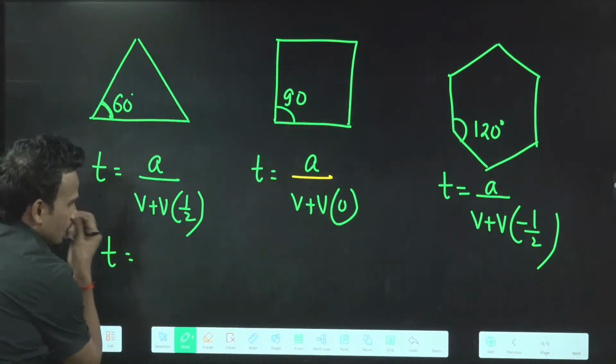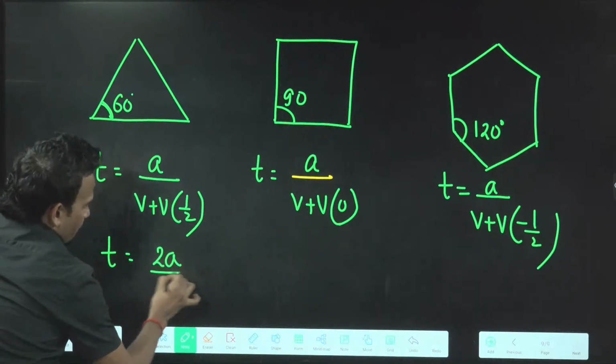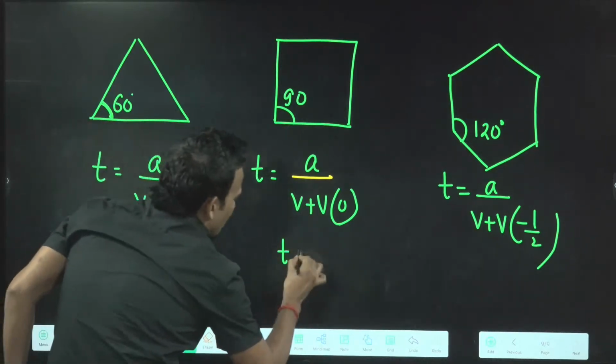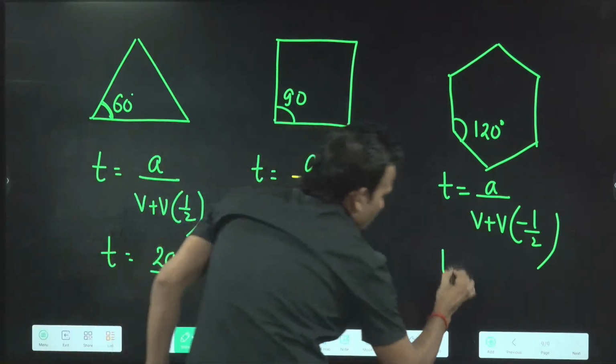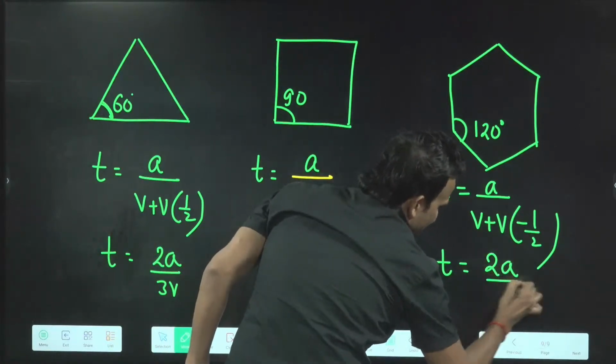I think everyone will get here. Time will come 2A by 3V. Here time will come A by V. And here time will come 2A by V. Is it okay?